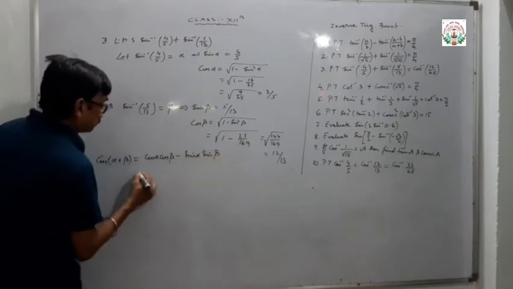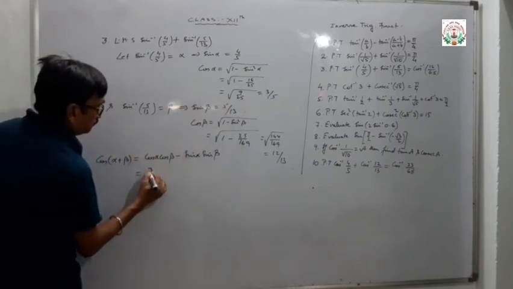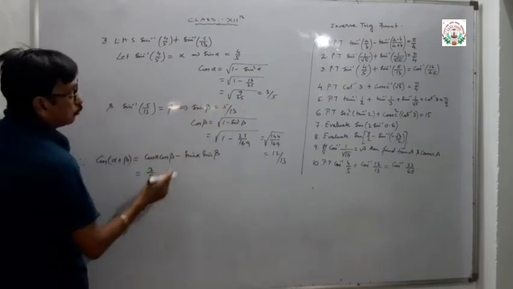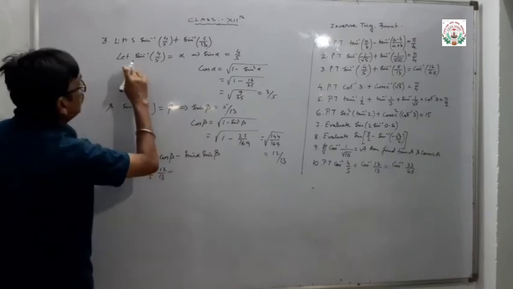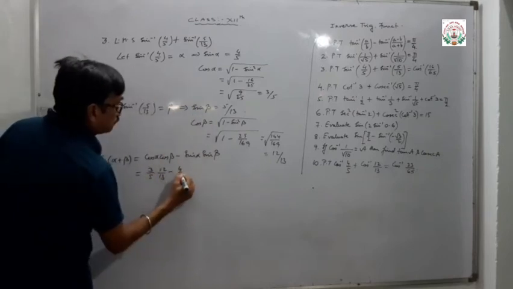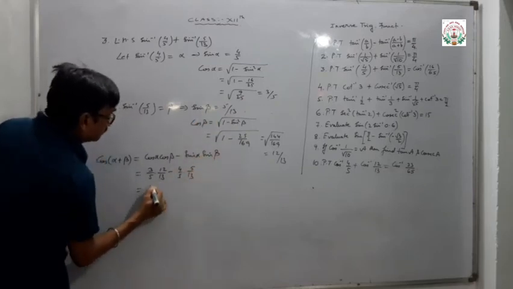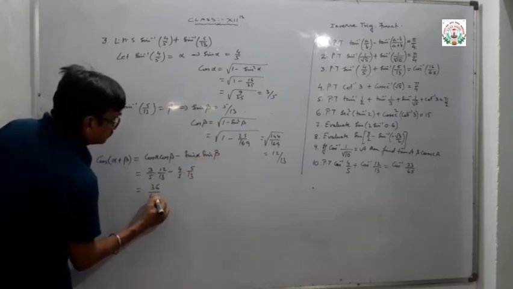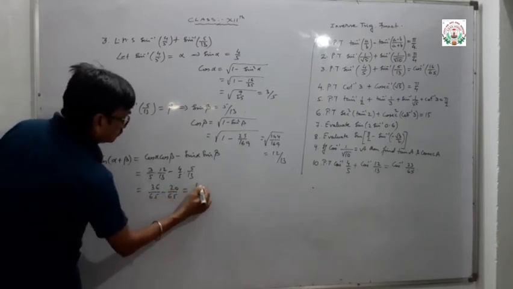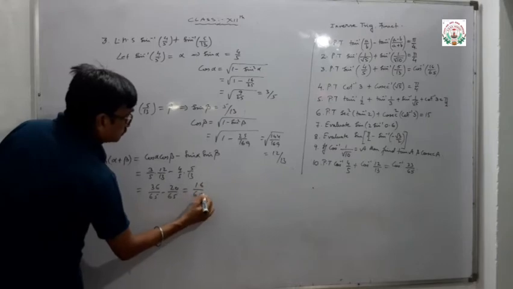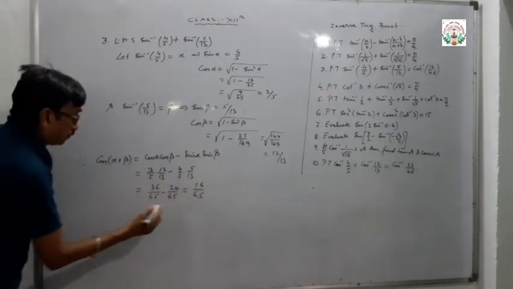And now substitute the values. Cos alpha is given to us as 3 by 5. Cos beta is calculated as 12 by 13. Sine alpha is 4 by 5. Sine beta is 5 by 13. So that is 36 upon 65 minus 20 upon 65, which is equal to 16 upon 65. Now cos alpha plus beta is equal to 16 upon 65.